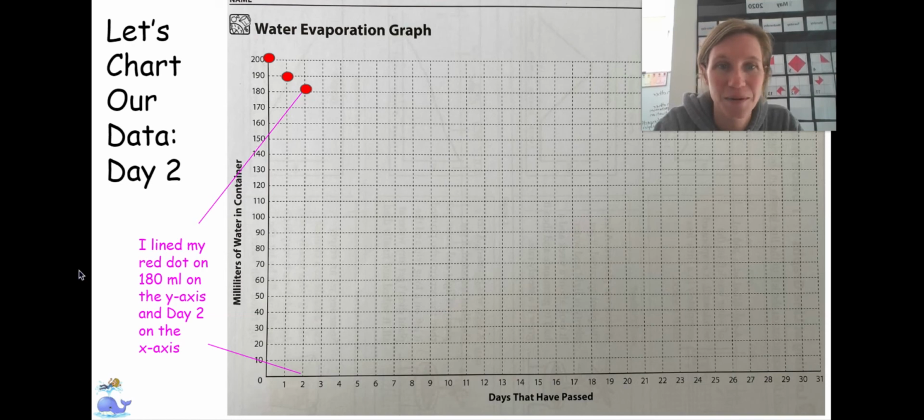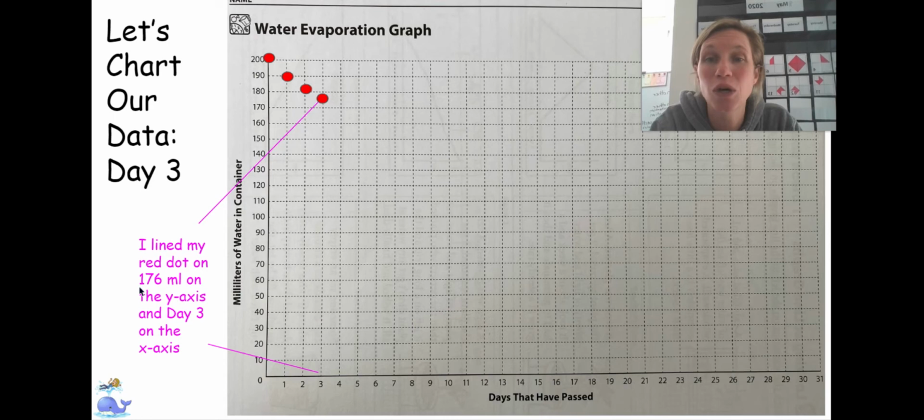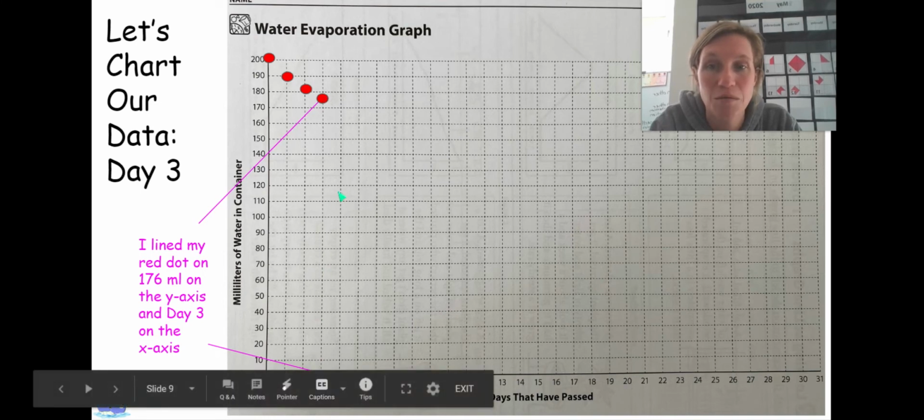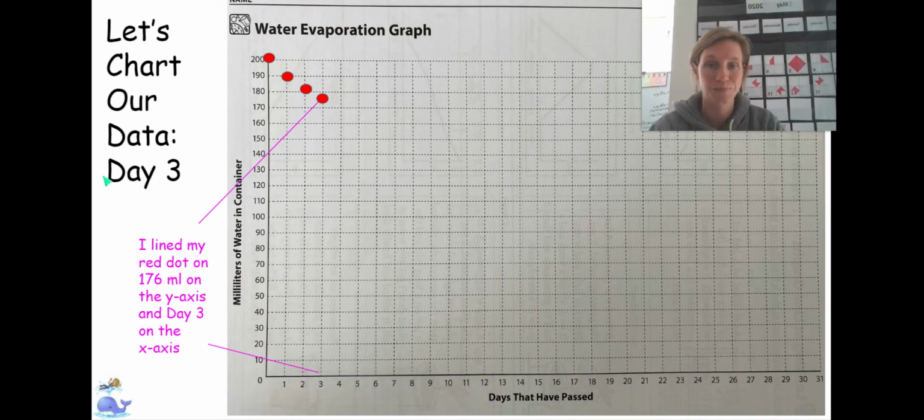All right, ready for day 3? Day 3, oh, this is kind of crazy. Because I had only 176 milliliters, I couldn't put it on the exact intersection. So what I had to do is I first said 176 is just a little bit less than 180. So I made my dot just underneath the 180 benchmark line. And I also lined up day 3 because that's the day of data that we are recording.